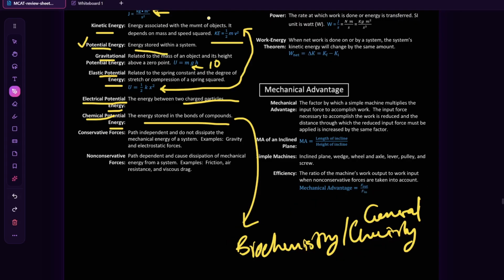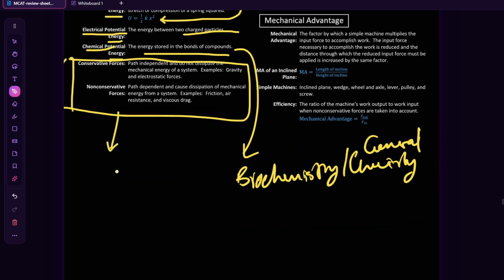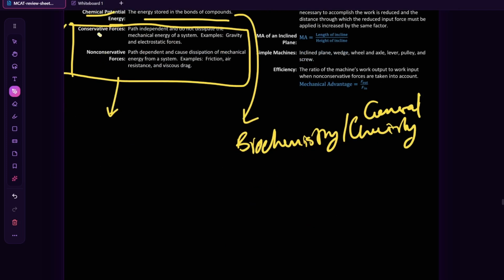Let's go on to conservative and non-conservative forces. It's important to learn these two together. A conservative force is one where the work it does only depends on where you started and where you ended up, not the path you took. So it's path independent.